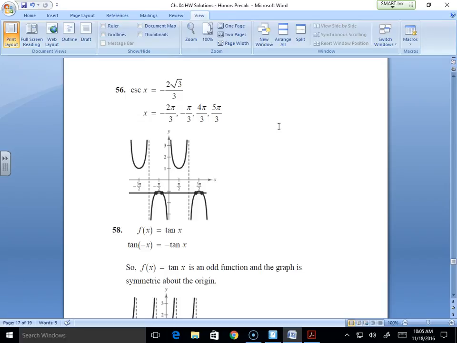Come back. What were you supposed to do in 56? We were supposed to find, I think, the x's and then graph. Okay. Why are they so specific? Why aren't they decimals from the calculator?